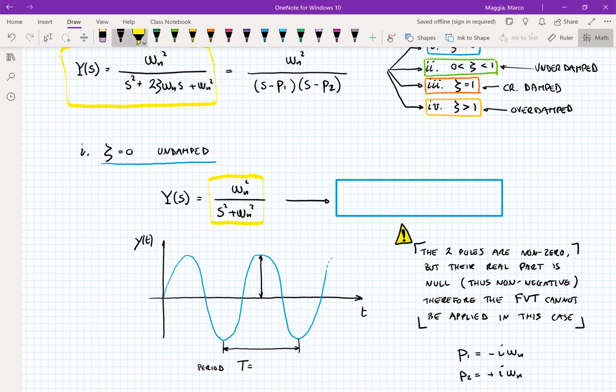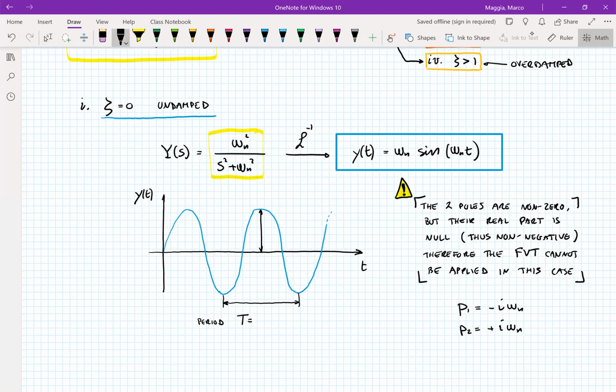If you take a look at the tables, this is simply equal to omega n times sine of omega n t. So the function in the time domain is a harmonic function. And so if we plot this function, well, the amplitude is given by omega n. So we have the amplitude equal to omega n, but omega n also represents the frequency of this function. Or if you prefer, considering the period is 2 pi over the frequency of oscillation.